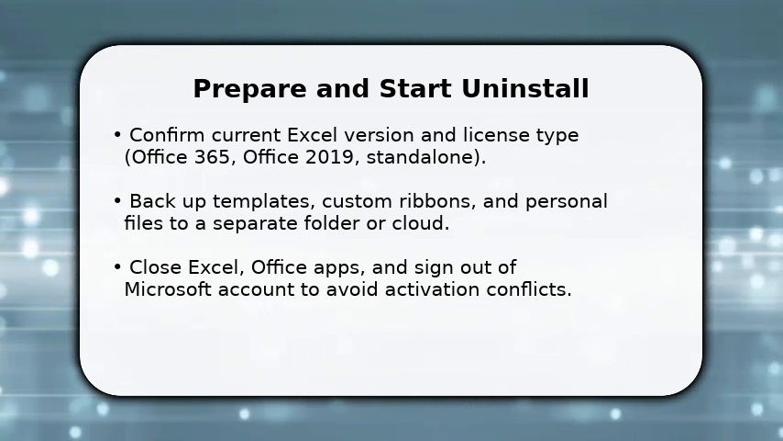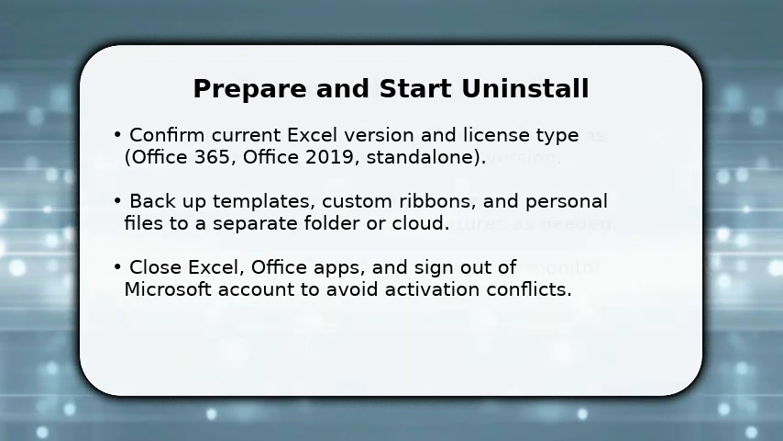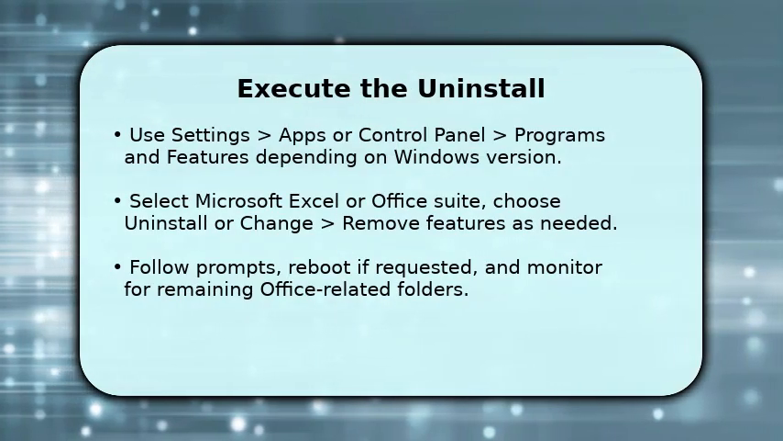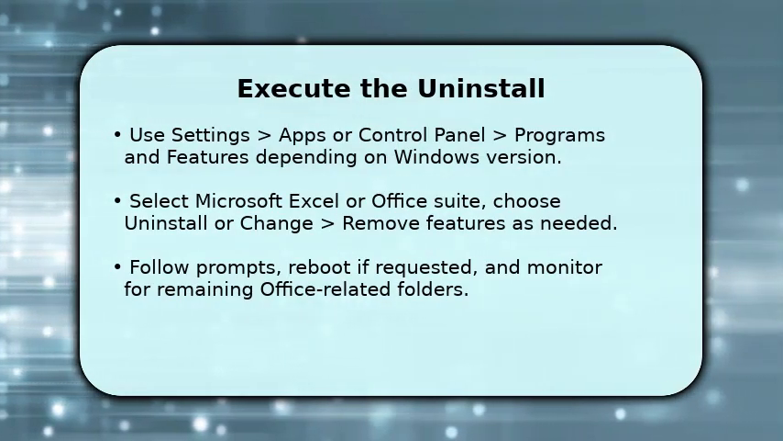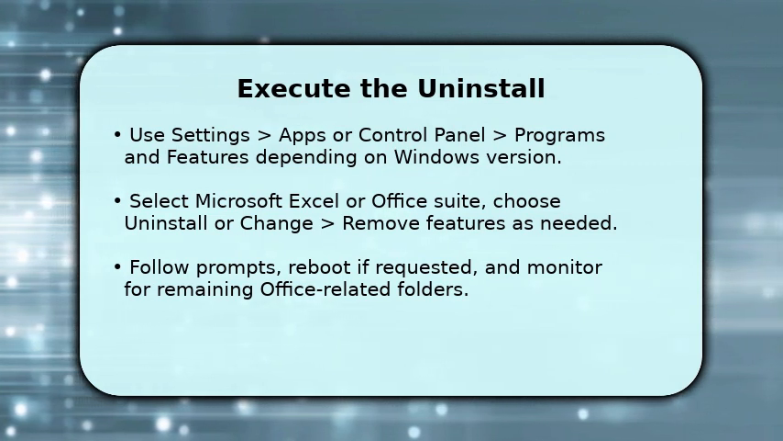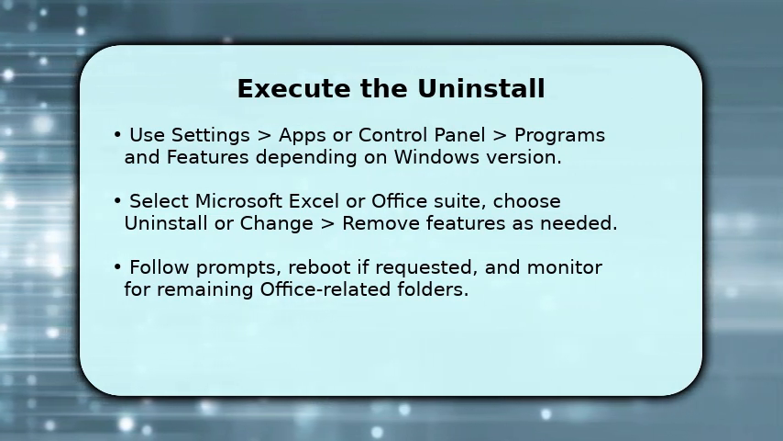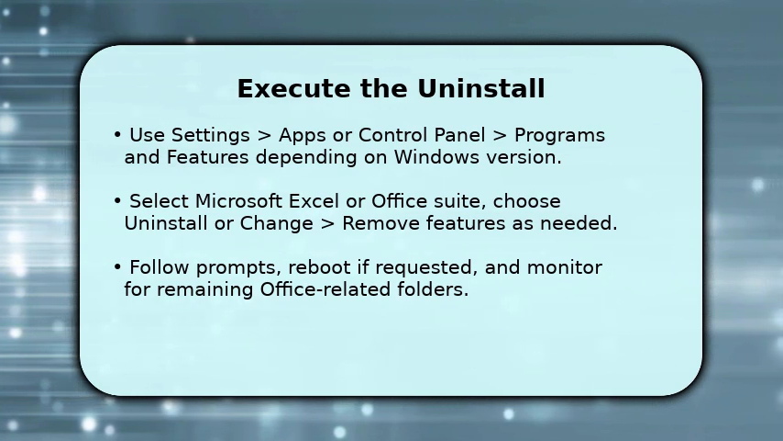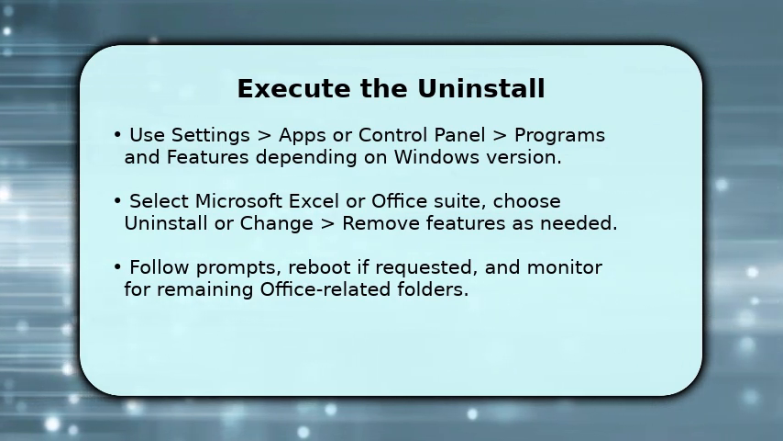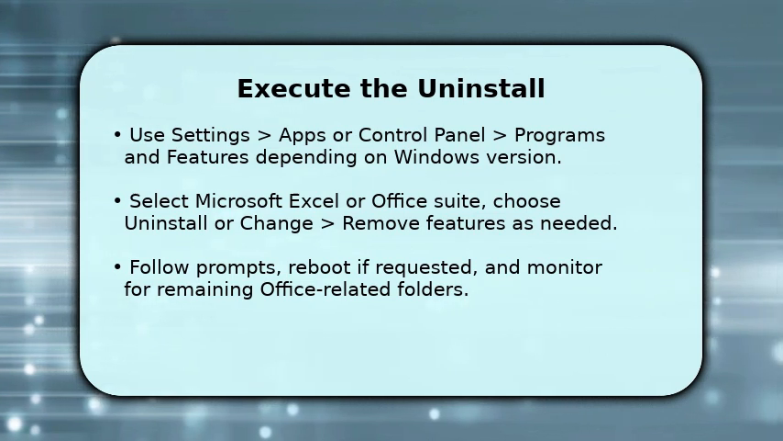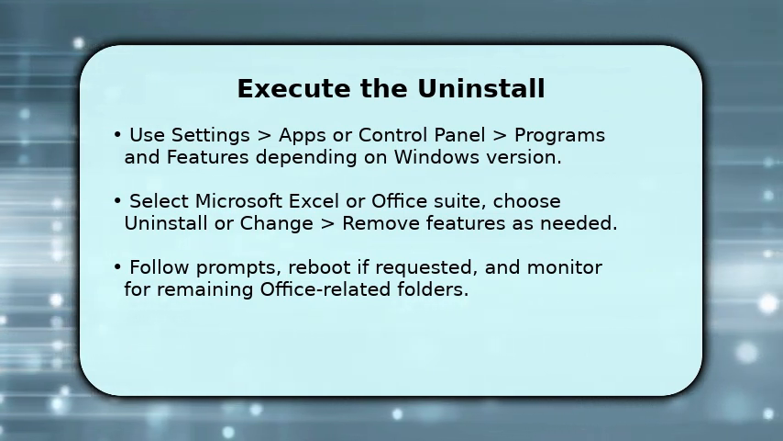Open Settings or Control Panel and locate Apps or Programs and Features. That's where removal happens. Select Excel if standalone or the Office Suite entry if bundled, then choose Uninstall or Change and pick Remove Features when offered. This ensures only Excel is targeted if desired. Follow on-screen prompts carefully and allow the process to complete.